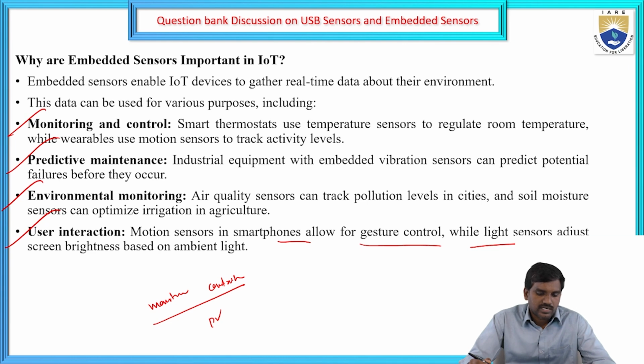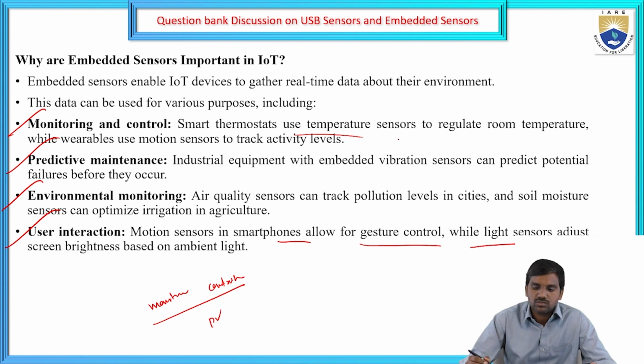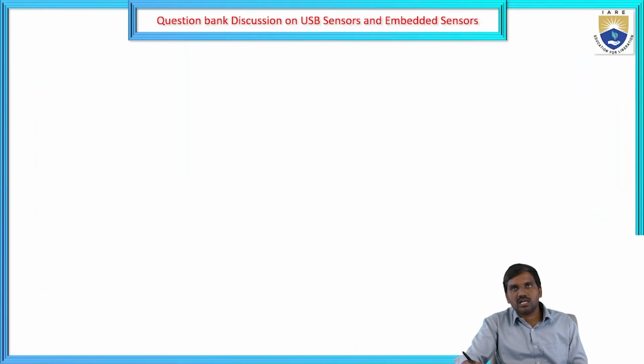Sensors adjust the screen brightness based on the ambient light. Based on the environment light, the screen brightness will change automatically. In monitoring and control, the smart thermostat uses a temperature sensor to regulate room temperature, while wearables use motion sensors to track activity levels. So these are some important points to know about why embedded sensors are used to develop IoT real-time projects.